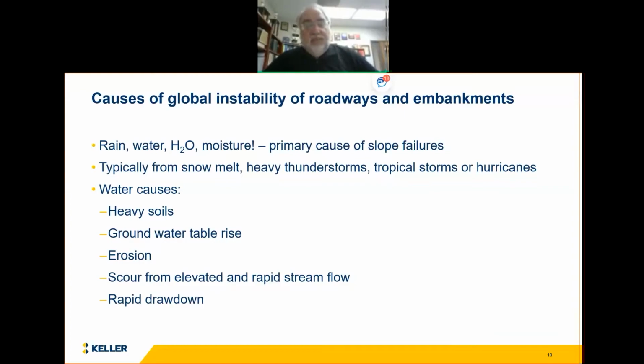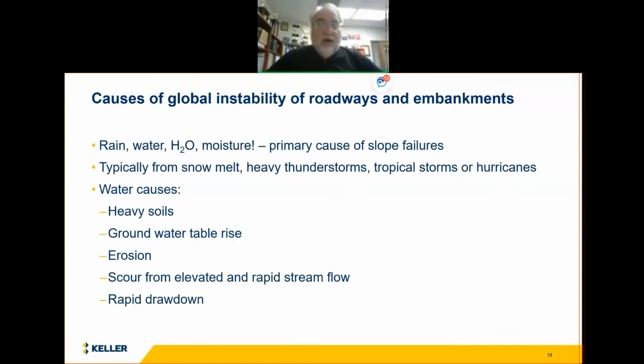Where does that water come from? Well, it comes from snow melt, heavy thunderstorms, tropical storms. And what does it do? It causes the soils to weigh more. They're heavier. We get groundwater table rise, which floats the soil and can make it lighter at the toe, which can hurt your slope as well. Erosion, lots of erosion occurs when these big storms occur and can cause scour in streams. It can tear up your fill slopes, etc. Rapid stream flow will contribute obviously to that scour.